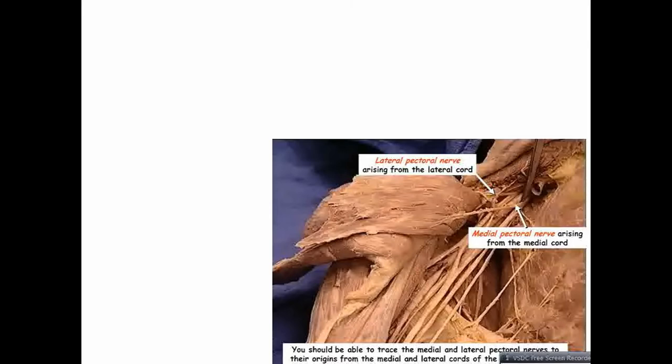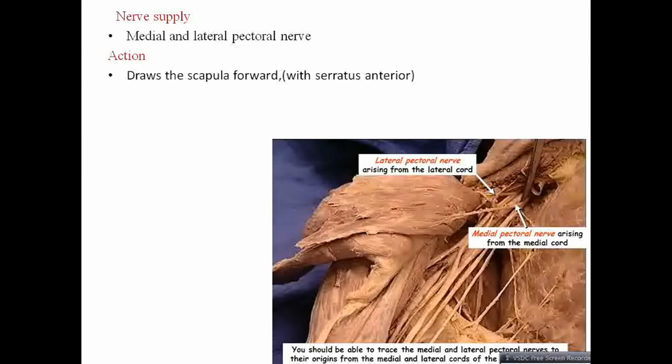Here pectoralis minor can be seen. Nerve supply: medial and lateral pectoral nerves, the same nerves which are supplying the pectoralis major. Action of pectoralis minor: it draws the scapula forward along with serratus anterior. The next action is depressing the point of the shoulder, and it also helps in forced inspiration.